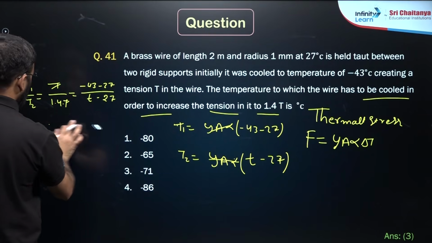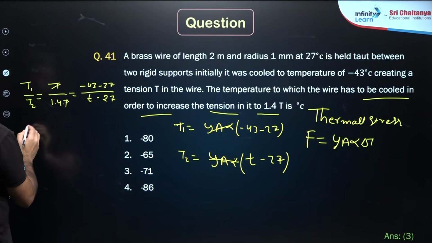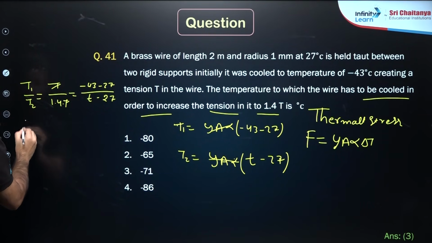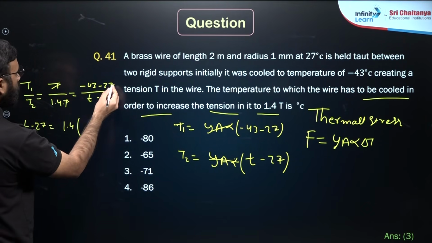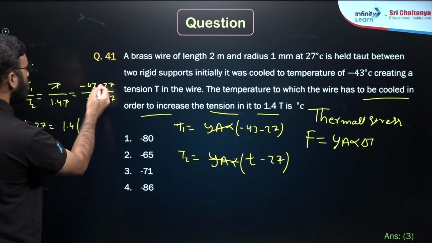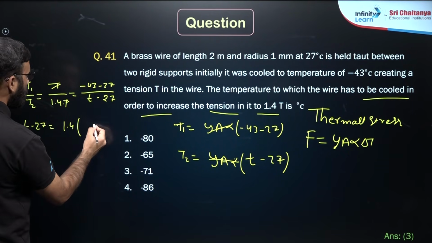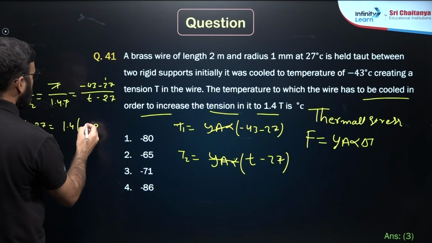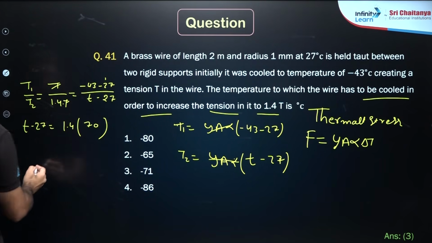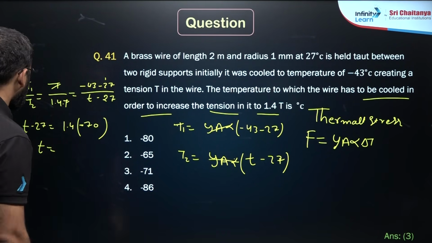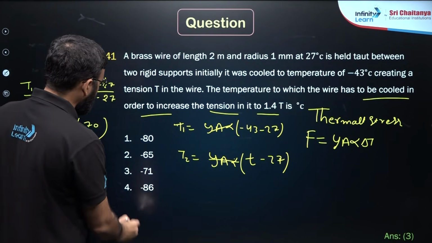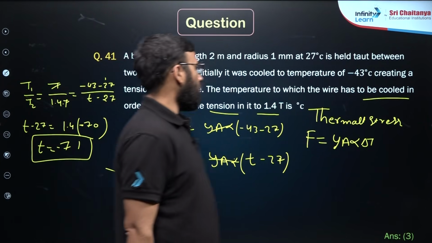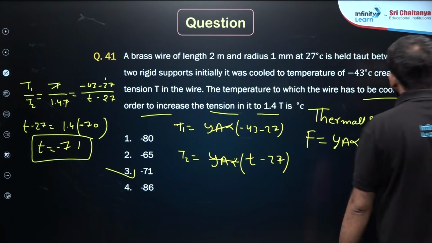Just give me 1 minute. So t minus 27 equals 1.4 into minus 43 minus 27, that is minus 70. So t equals, you can get, minus 71. So the final temperature is minus 71. Okay beta, so nothing more there.